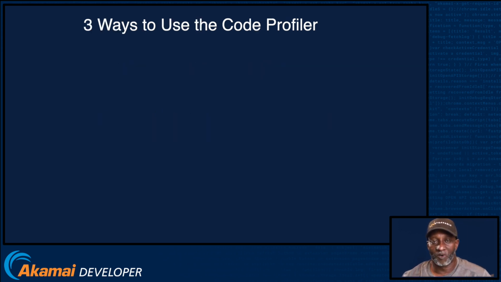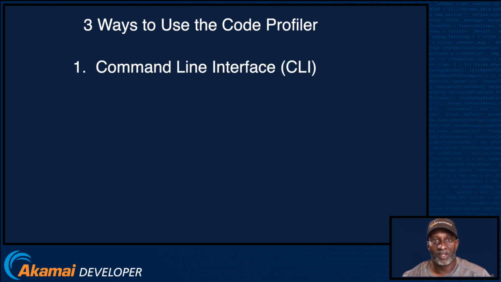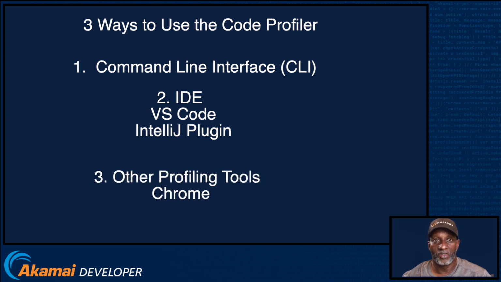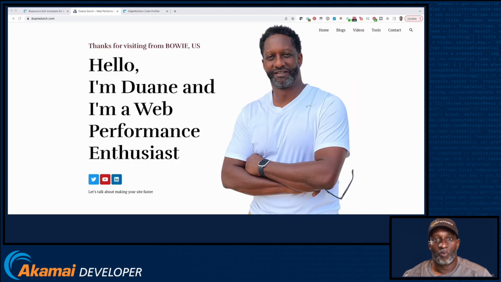Okay, let's look at the code profiler in action. There are three ways to use the profiler. You can use the CLI, you can use an IDE, particularly Visual Studio Code or the IntelliJ IDE plugin, and you can use Chrome. In this example, we'll focus on Visual Studio Code. Here's an EdgeWorker that I have running on my personal website, DwayneDortch.com. It does some simple personalization by displaying the city and country that you're visiting from.